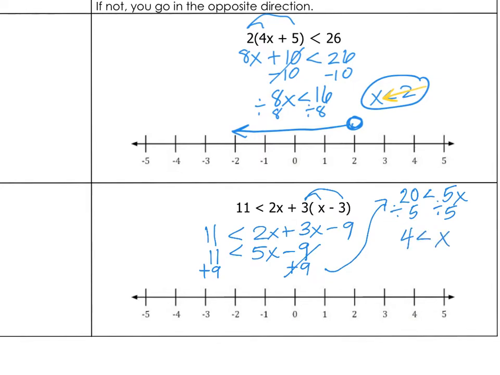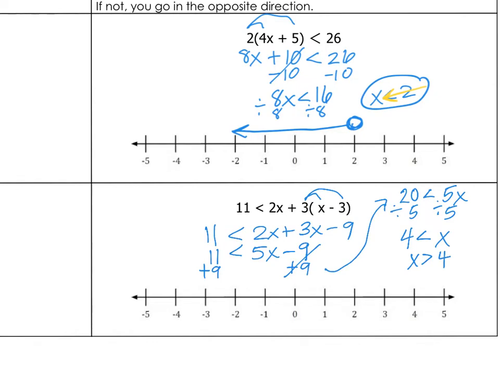Okay, so there are a few ways to do this. If it says 4 is less than x, then you know that x must be greater than 4. So by reading it, you can understand that we can also write it this way.